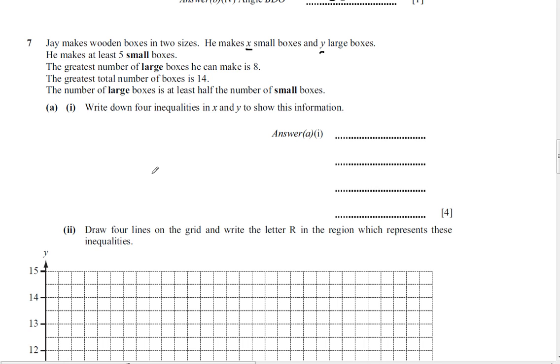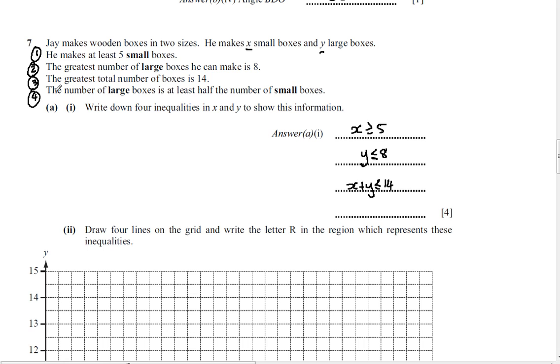Okay, so this is linear programming, so we're going to write down 4 inequalities using this information. Starting with the first one, he makes at least 5 small boxes. At least means he can make exactly 5, or more than 5, so X is greater than or equal to 5. Second inequality, the greatest number of large boxes is 8, which means he can make 8, or fewer than 8 large boxes, so Y is less than or equal to 8. Number 3, the greatest total number of boxes is 14, so he can make 14 boxes or fewer. So X plus Y is less than or equal to 14.